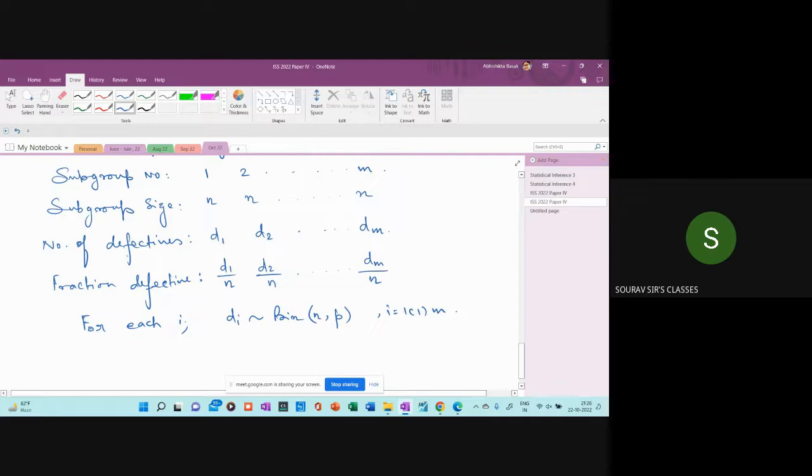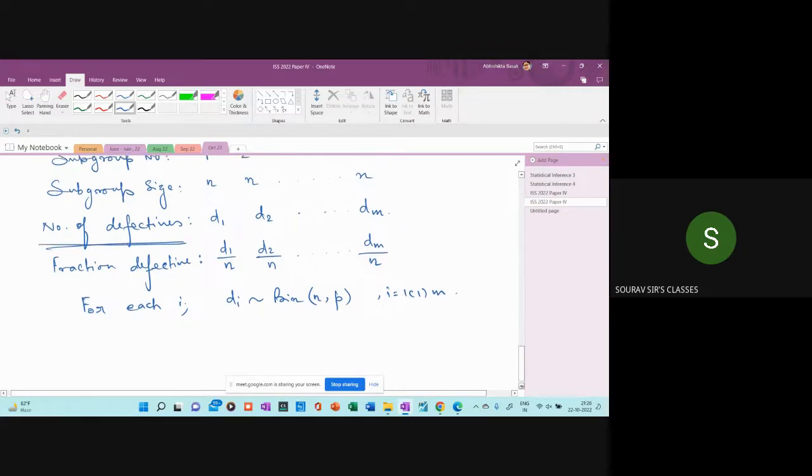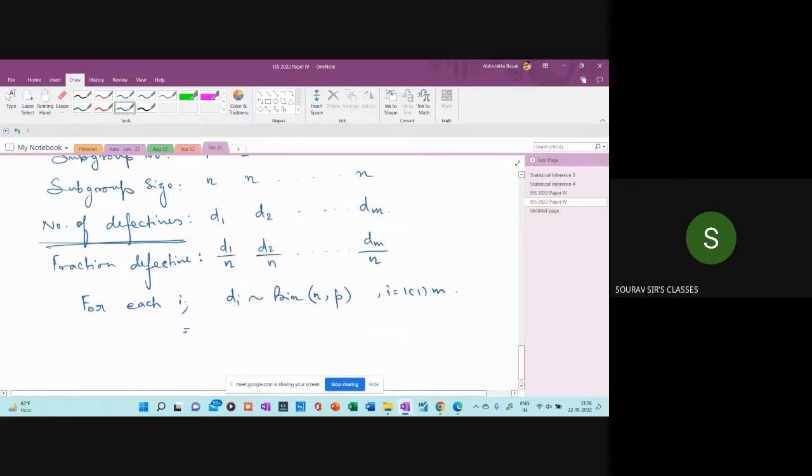because Di is the number of defects, and the number of defects is obviously going to follow binomial n comma p, where p is the proportion of defects. That implies the expectation of Di is equal to np, and the variance of Di is equal to np into 1 minus p for all i.